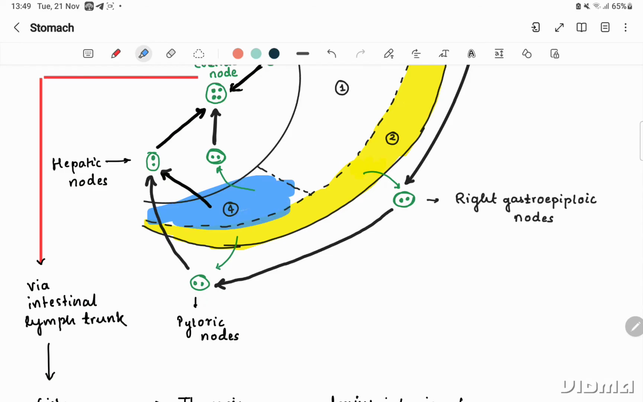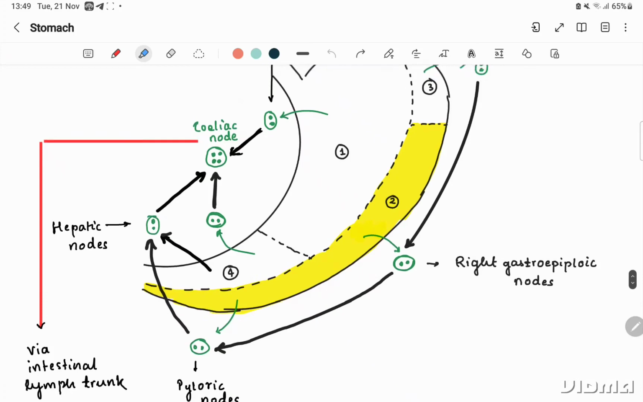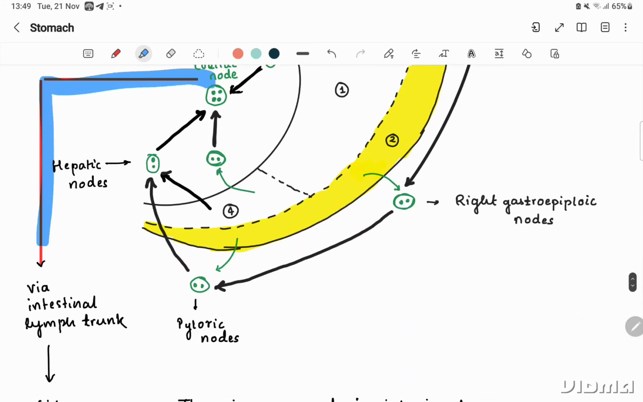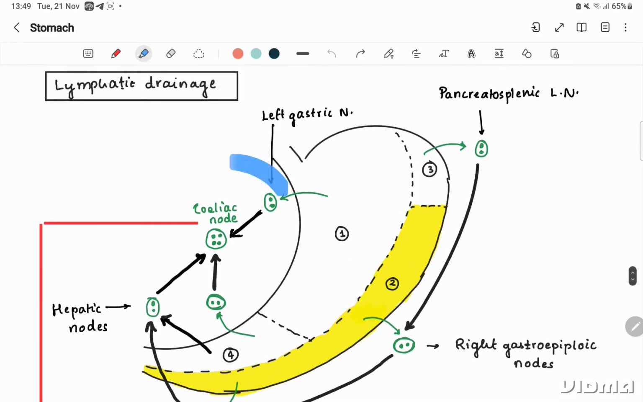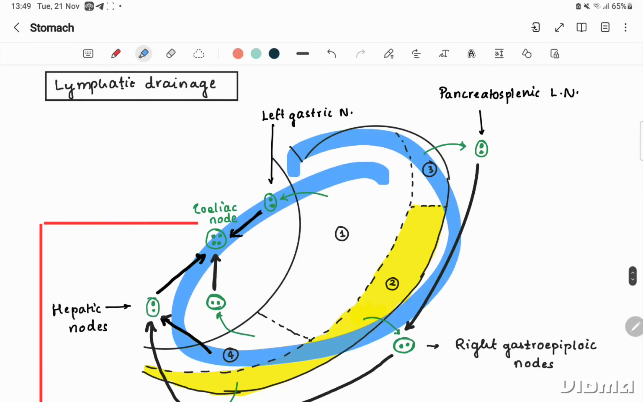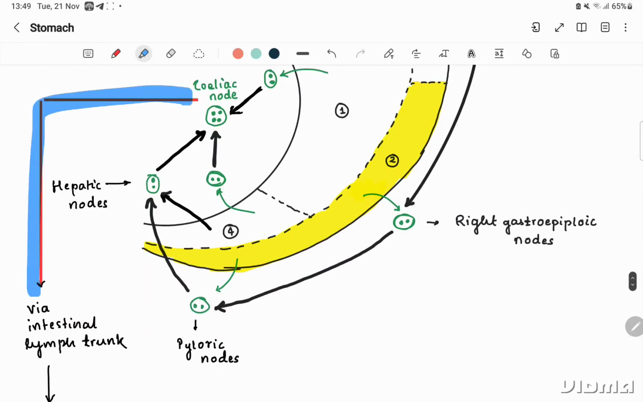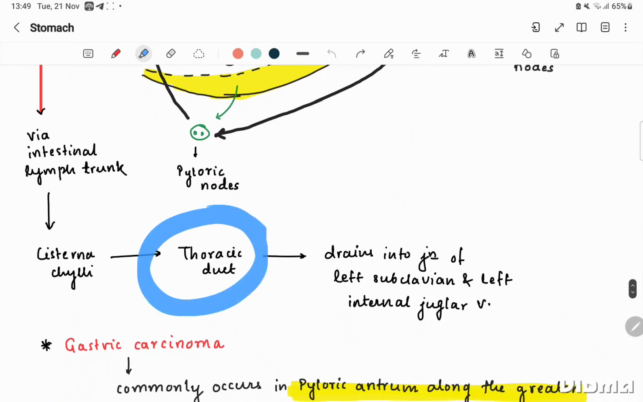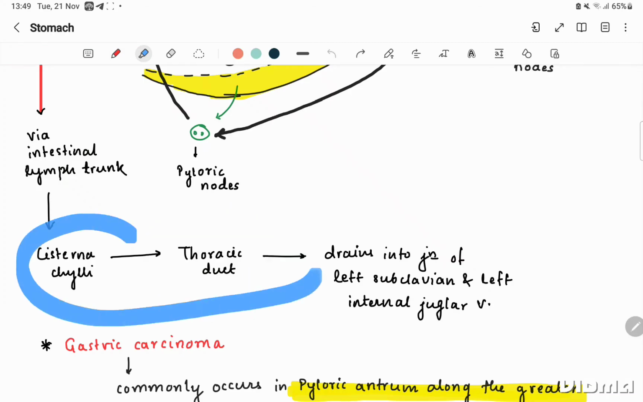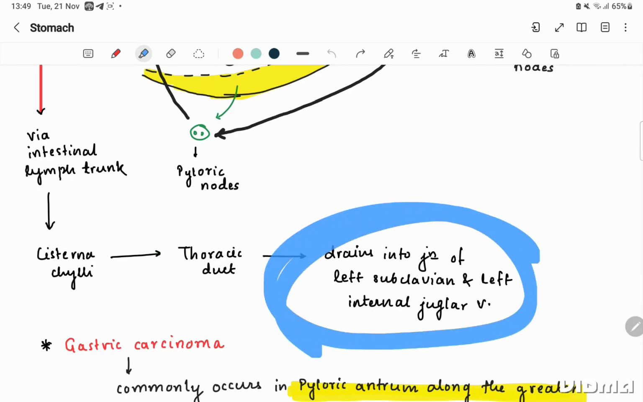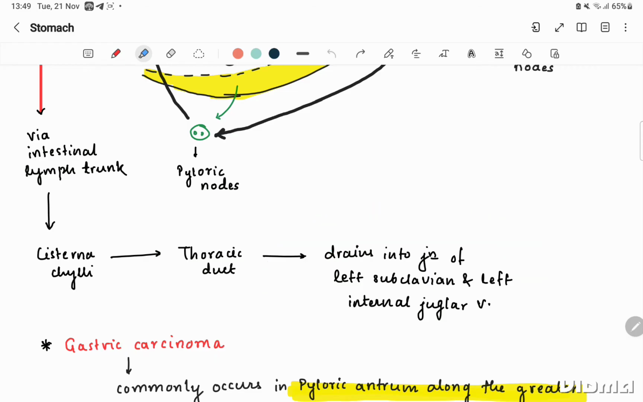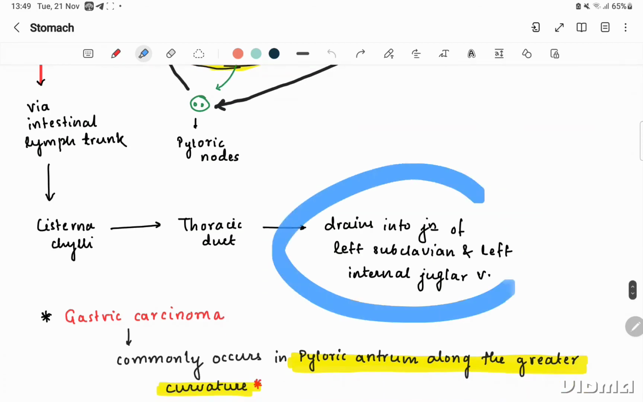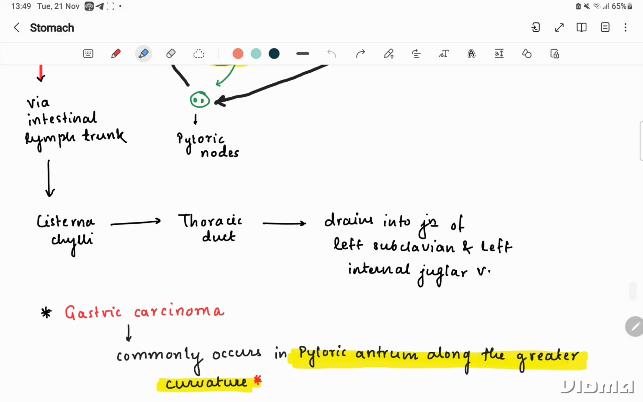And the fourth part is drained directly into hepatic nodes, and these hepatic nodes drain into your celiac nodes. You can see that the celiac node is just a convergence of all these nodes which are draining. The celiac nodes drain via the intestinal lymph trunk into the cisterna chyli, which is your lymph heart, and which drains into your thoracic duct. The thoracic duct drains into the junction of the left subclavian vein and the left internal jugular vein.